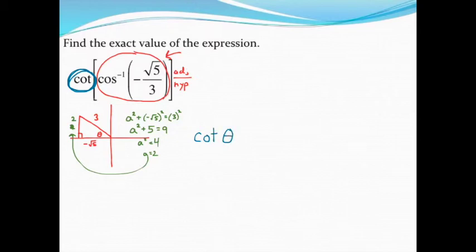Usually I would find the tangent first and just flip it. I'll try to kind of do this in my head. I know that tangent is opposite over adjacent. So cotangent must be the adjacent over the opposite side then. I guess I'll just work it out like that.